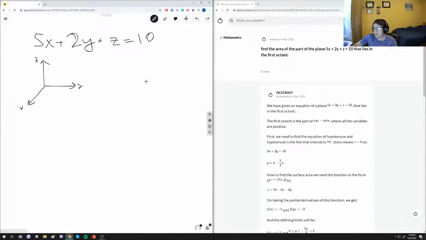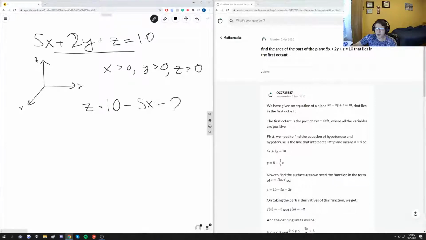Okay, and that means that we have some certain constraints. We know that x is going to be greater than 0, y is going to be greater than 0, and z has to be greater than 0. Before we eventually integrate, we want to put this equation into a form that we can integrate, a function of x and y. By subtracting 5x and 2y on the left side to the right, we get z is equal to 10 minus 5x minus 2y. So this is basically our f of x, y, and we know we're going to be integrating with respect to x and y.